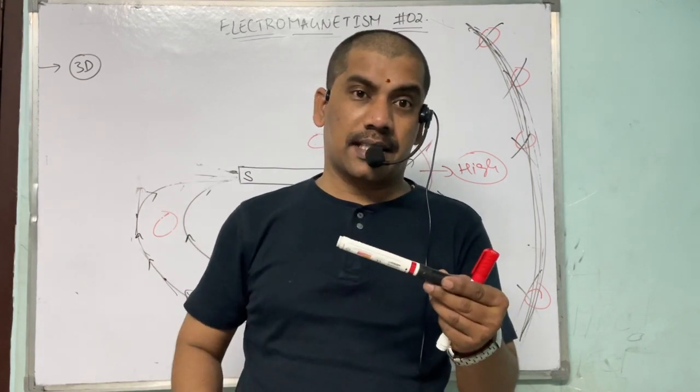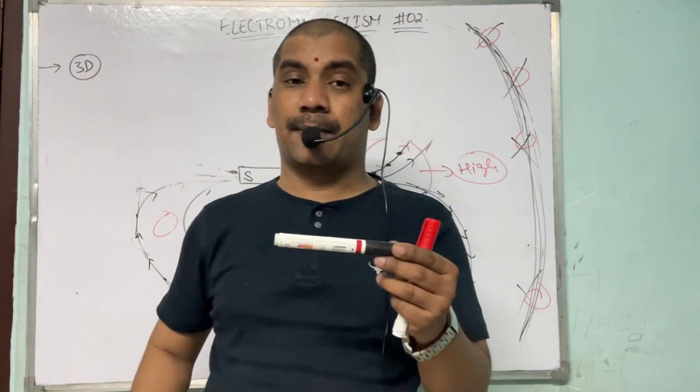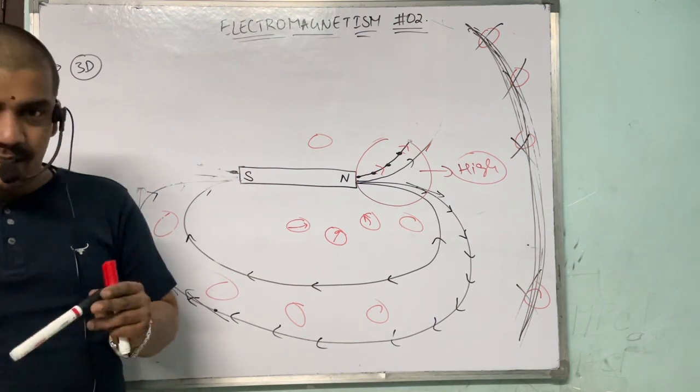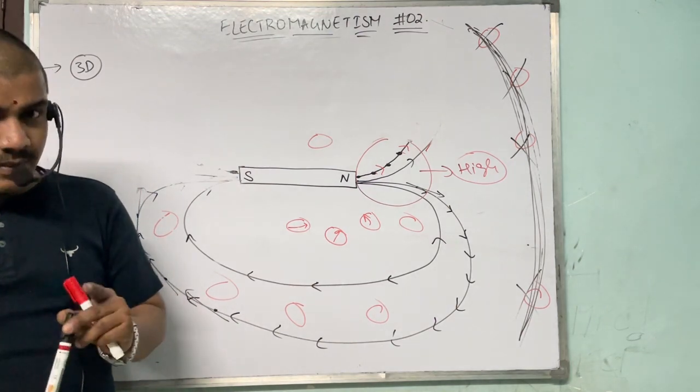So, what does it say? It says that the magnetic field is present everywhere around the magnet. Is it clear everyone? Right?